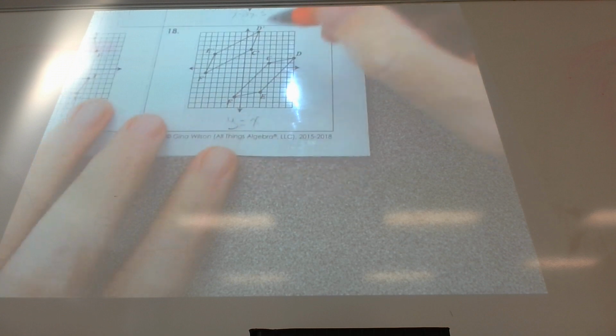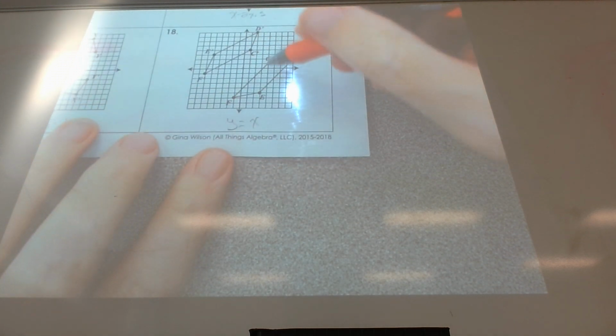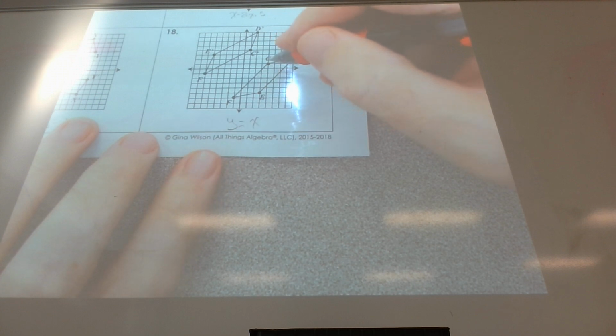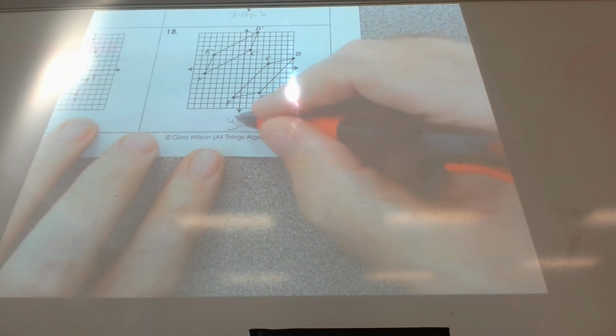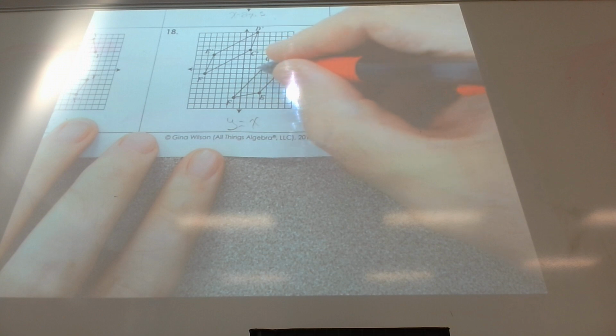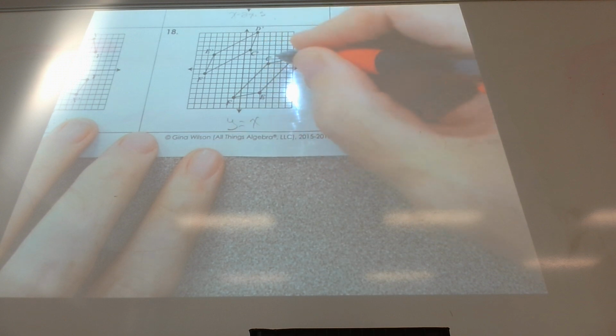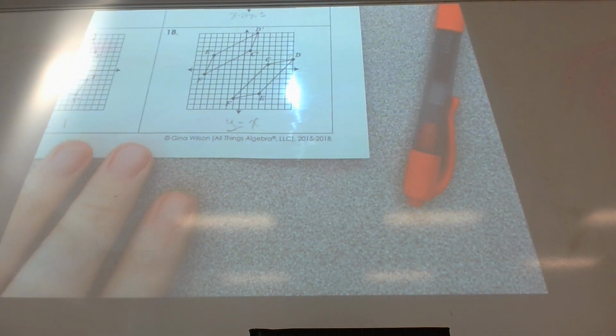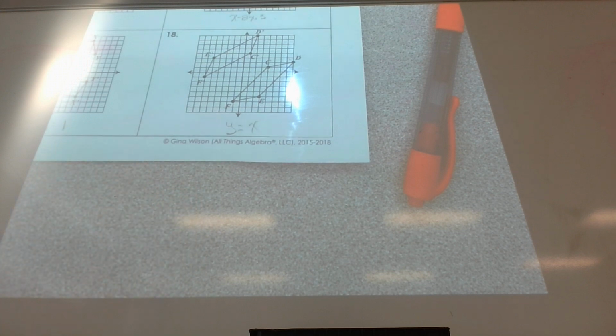Now, for our last one, C and C prime are the closest points. It didn't go straight up, it didn't go sideways, so it's not a normal one. That tells us right away it probably has to be y equals x. If we check the coordinates, that's at 4, 1, and that's at 1, 4. They're reversed, so we know it's y equals x. If you have any questions, let me know.